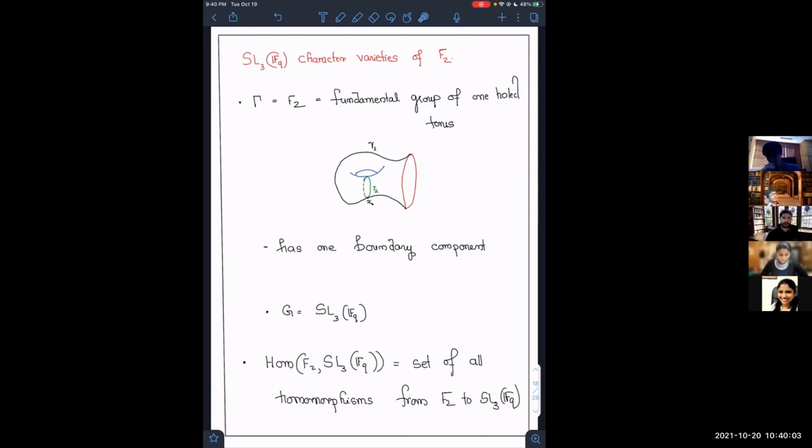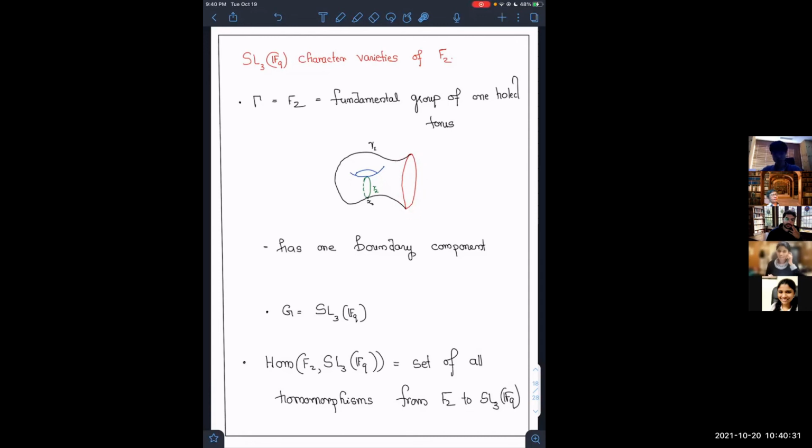Okay, so F2 is the free group on two generators, and this is the fundamental group of one whole torus. My drawing is really bad, but I wanted to show what I mean by one whole torus. So it's just the torus with one hole in it, like this. So it means it has one boundary component.